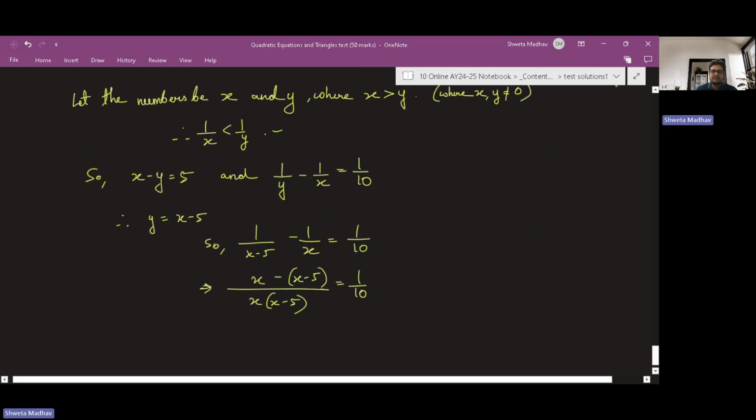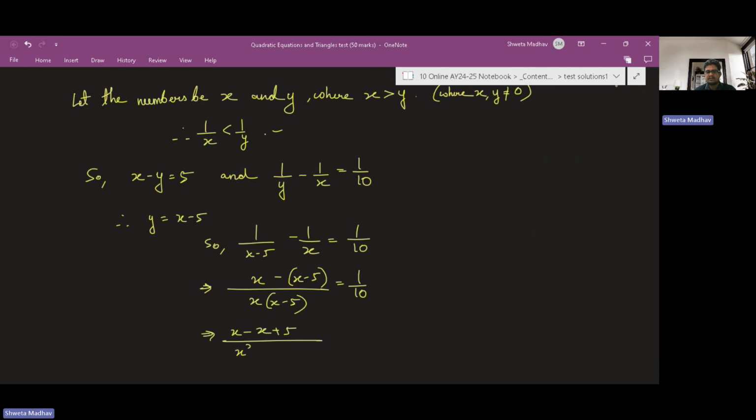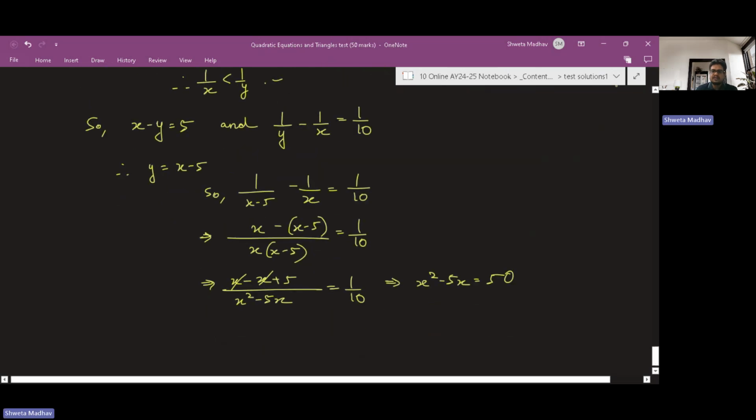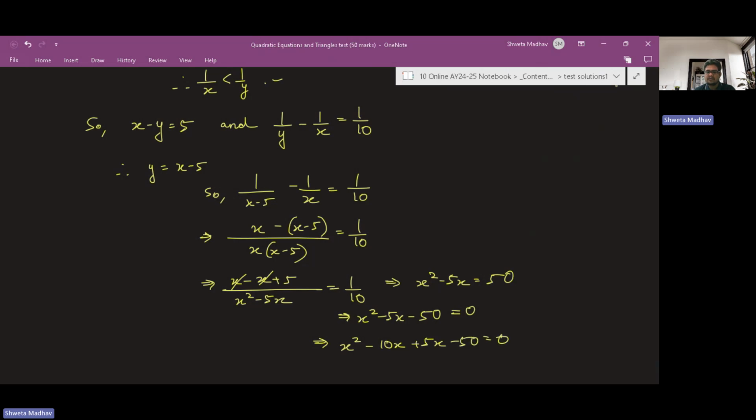So hence we can say that this will be x minus x plus 5 divided by x square minus 5x, that is equal to 1 by 10. So x and x will get cancelled. So I can say x square minus 5x, that is equal to 50. Or we can say that x square minus 5x minus 50 equal to 0. So hence we can say that this will be x square minus 10x plus 5x minus 50, that is equal to 0, since 5 tens are 50.